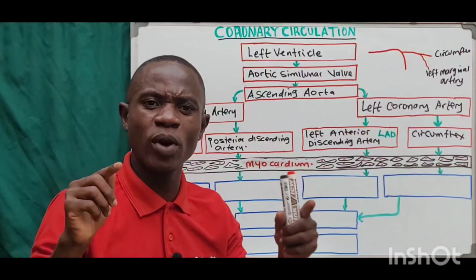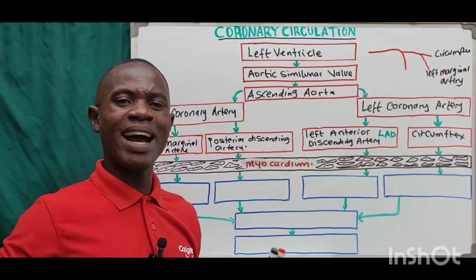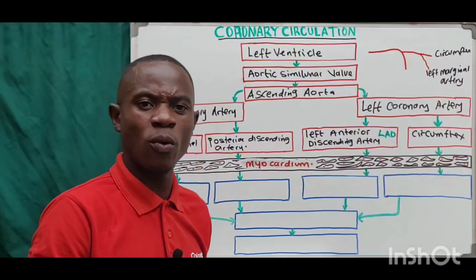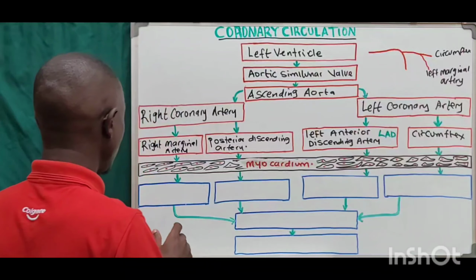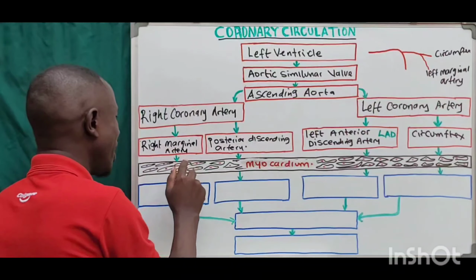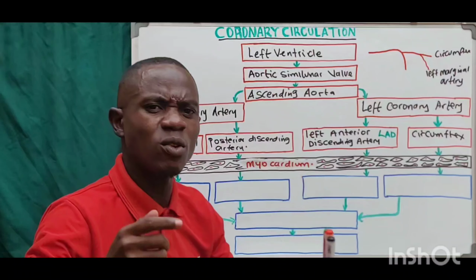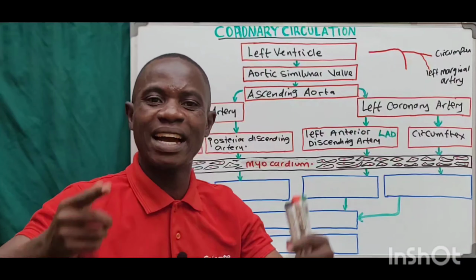It has to be drained to the right atrium, from where it goes to the right ventricle, and then to the pulmonary circulation to drop the carbon dioxide and get oxygen. Okay, so now the myocardium supplied by the right marginal artery is going to be drained by a super, very important vein, which we call the small cardiac vein.